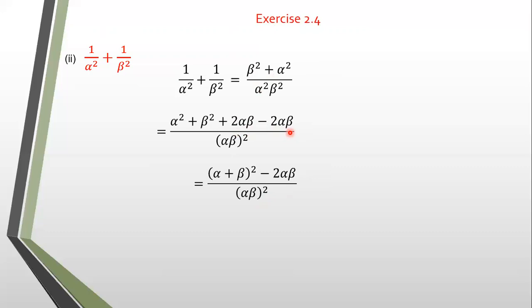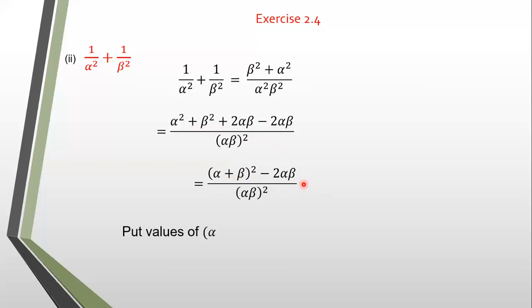Why? Because we have to make the formula of alpha plus beta whole square. And alpha plus beta whole square minus 2 alpha beta as it is, and alpha square beta square can be written as alpha beta whole square. Here a question arises, why do we not take alpha square plus beta square minus 2 alpha beta? Because if we take alpha square plus beta square minus 2 alpha beta, we will get alpha minus beta whole square, and we don't know the value of alpha minus beta. We just know the values of alpha plus beta and alpha into beta. So always make the formula of alpha plus beta.